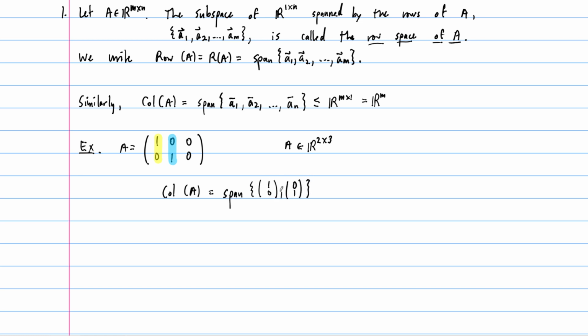And then when you think about this a little bit more, actually these two column vectors form an entire basis for R2, right? And so the column space of A is all of R2 actually. So the entirety of R2 for the column space of A. All right, what about the row space?